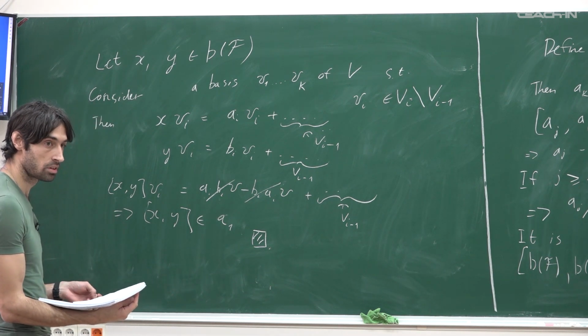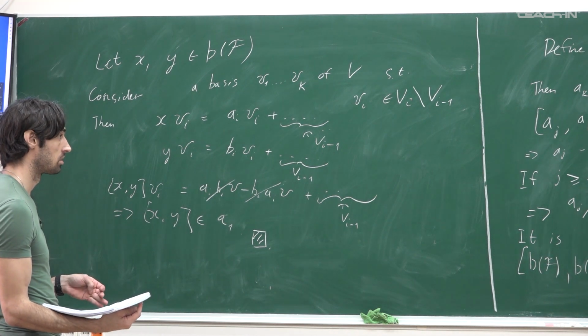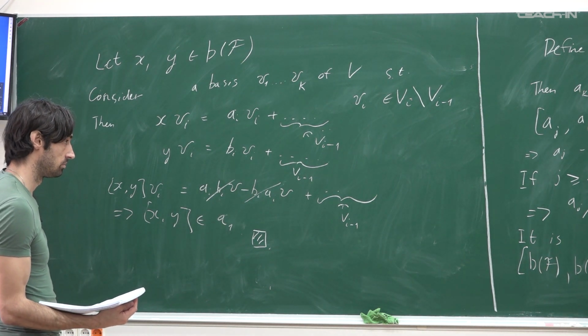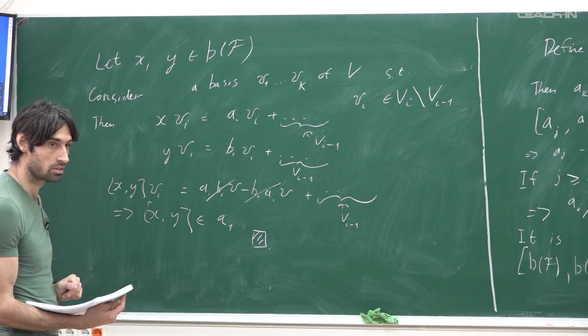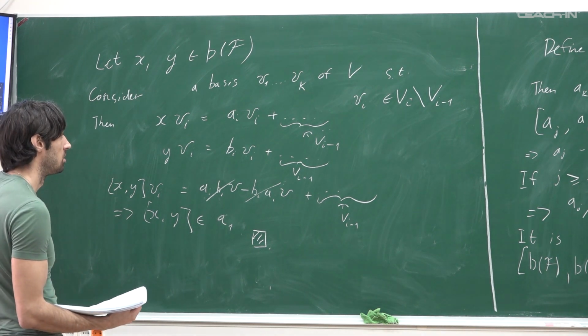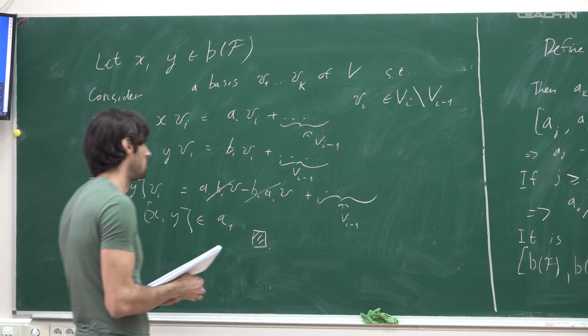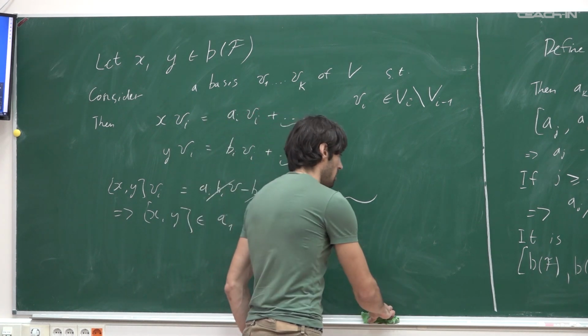So we've shown that there exists a sequence A_j, yes? And A_k is 0. Yes, okay.